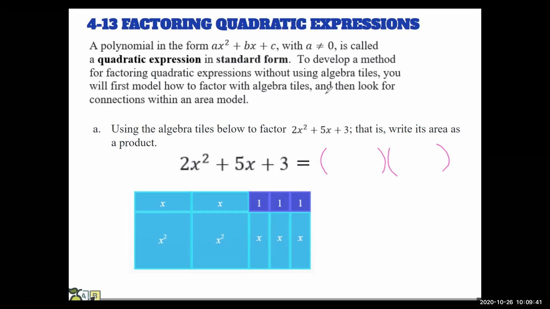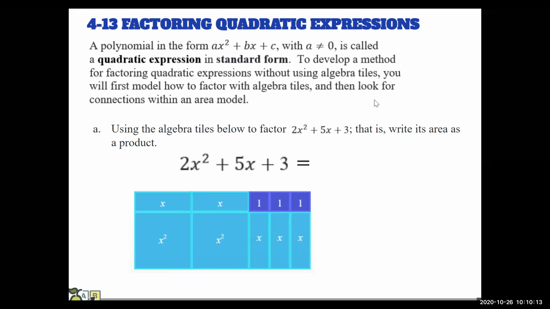So remember, the large x squared is an x by x. This would be an x also. These little lengths are ones. And now I can collect my information and write my factors. So along the bottom, I have x plus 1 plus 1 plus 1, which is 2 x's, and plus 3 ones. And then on the other edge, I have x plus 1. So there's my factored form. All right.